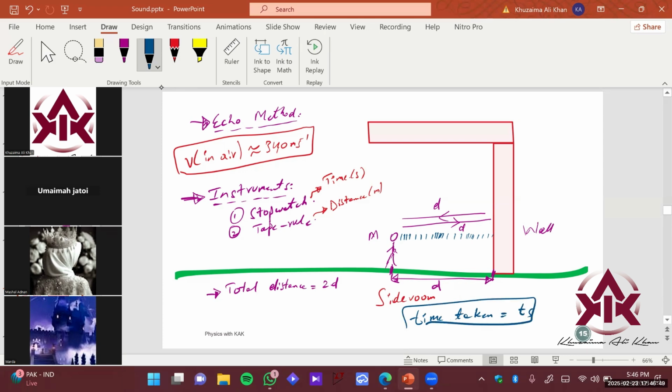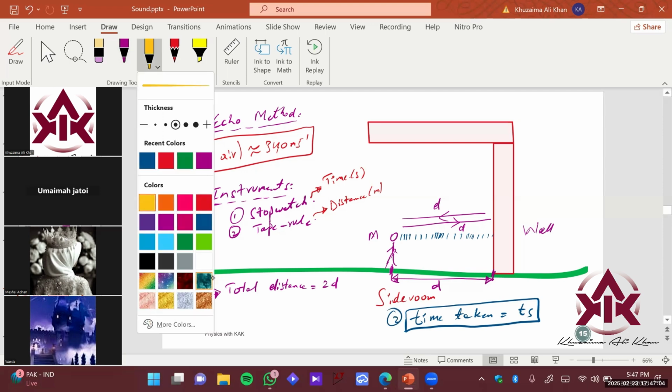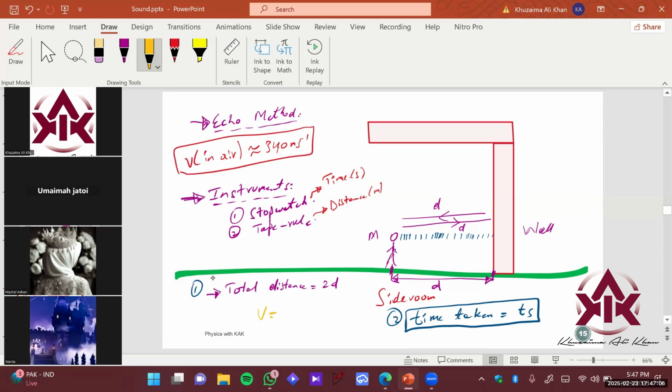So how can I find speed? If you recall the chapter motion, and the topical past paper you were assigned to finish, what is the formula of speed? We have the distance, we have the time. It's going to be distance upon time, right? And the distance over here is twice d, 2d. That should give you the answer.